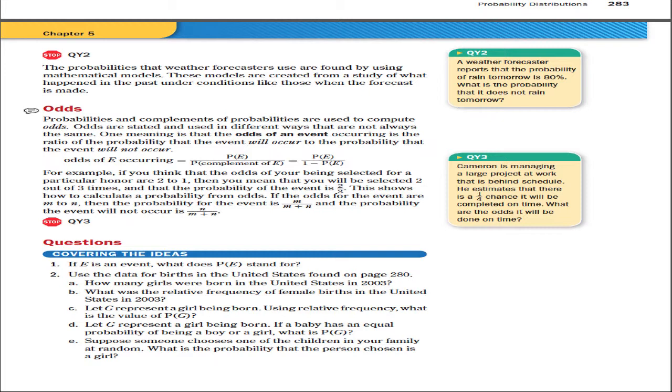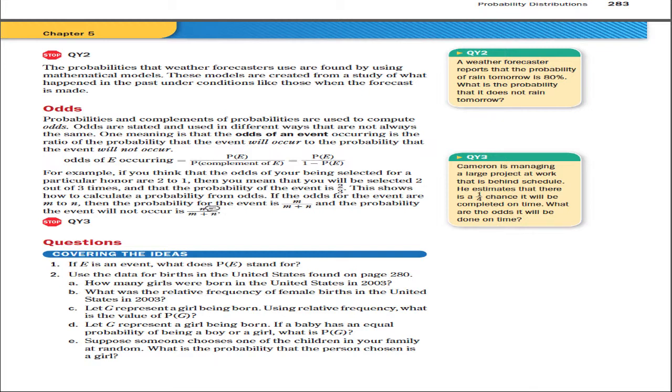The other way to look at this is that in the discussion below, if you think your odds of being selected for a particular honor are 2 to 1, then that means you will be selected 2 out of 3 times, and that the probability of the event is 2/3. This shows how to calculate the probability from the odds. If the odds for an event are m to n, then the probability for the event is m over m plus n, and the probability the event will not occur is n over m plus n. That would be the complement.